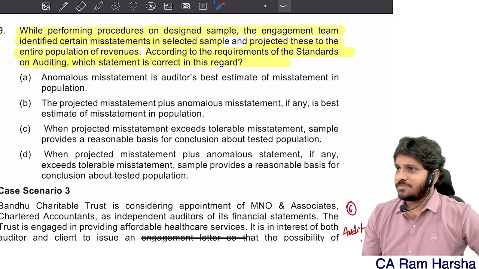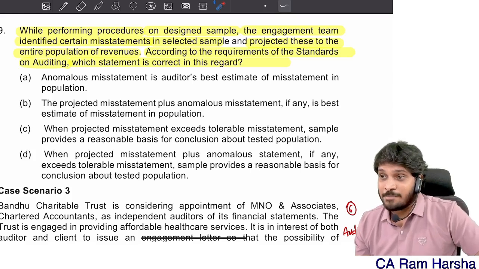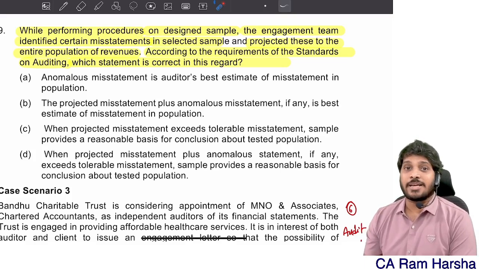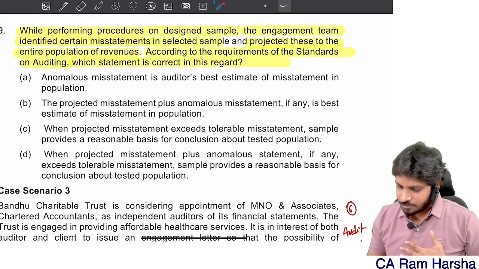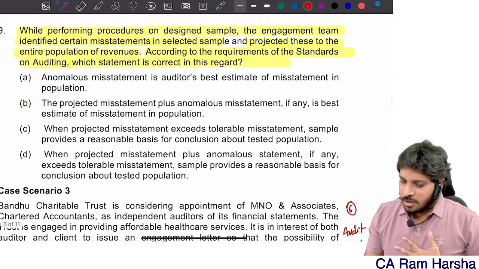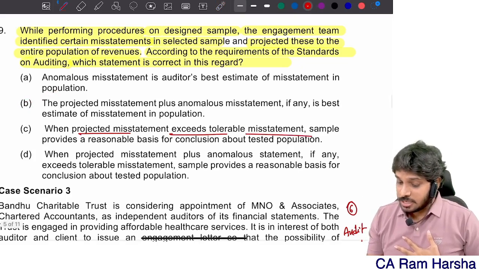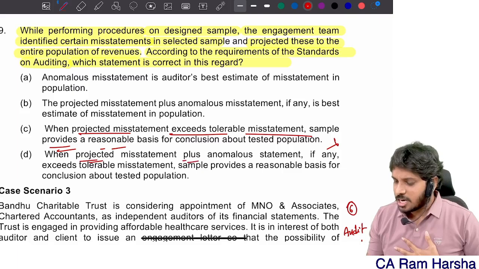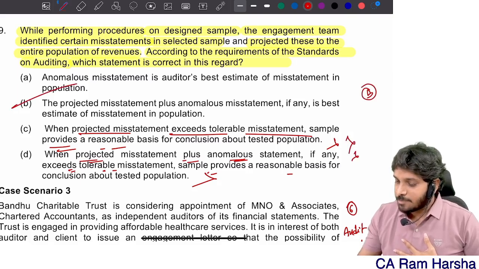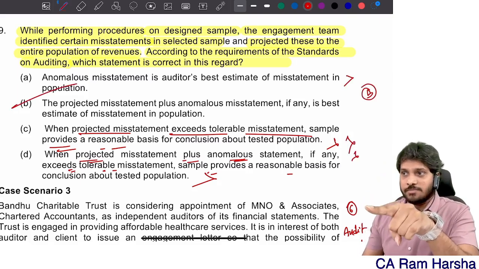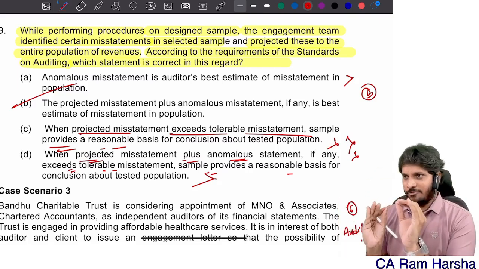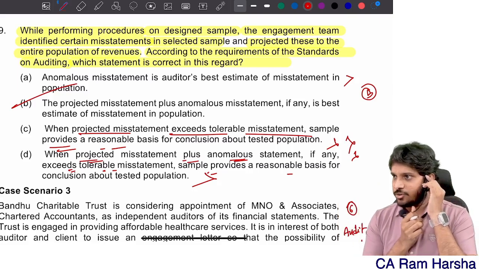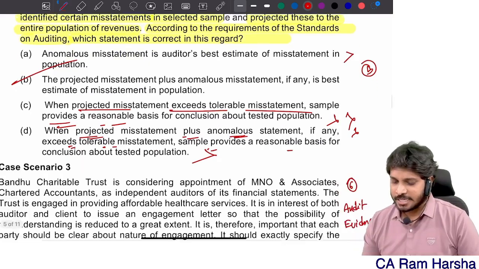The book, it is there clearly. I think somewhere in the last questions in sampling, it will be there. The best estimate of misstatement can be done by the auditor only when he is evaluating both projected misstatement plus anomalous misstatement. B is the correct answer. We'll see. When projected misstatements exceed tolerable misstatement, the sample provides a reasonable no. When projected misstatement plus anomalous misstatement exceeds tolerable misstatement, the sample provides a reasonable no. The answer is B. These are all wrong statements. All these statements were there in our book, and we explained it. You're getting it? I know this is a bit tough because you have not yet gone through this entire video series. This appears a little tough. Next.